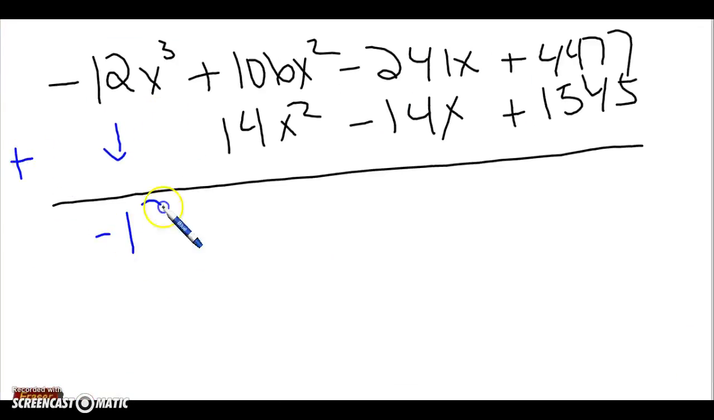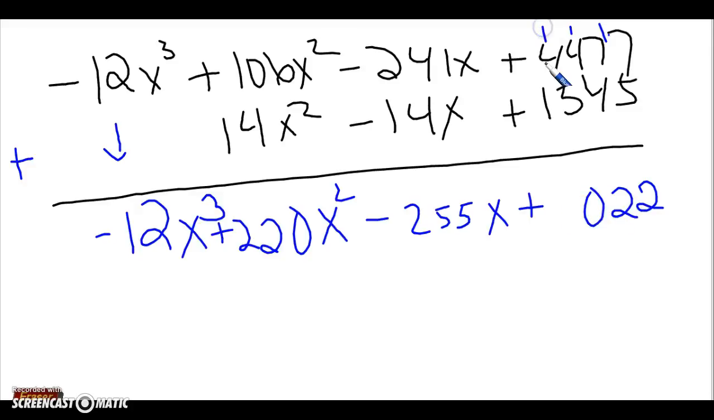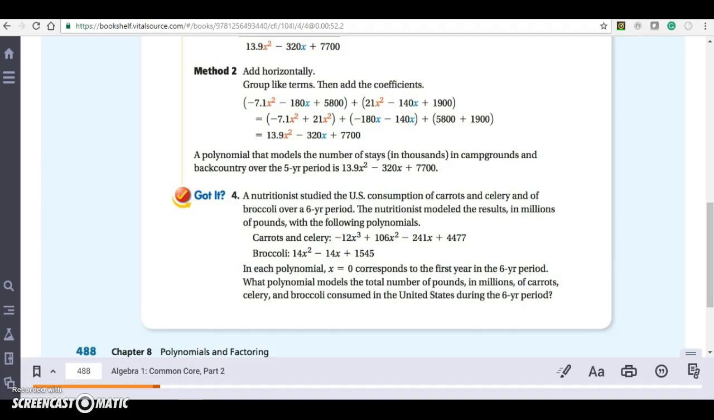Negative 12x to the third. Here I add, so I have x squared. When I add here, I get 120, 2, for my plus sign. Here I'm going to have a minus and an x, so I get 255, 2. Then I bring down my plus sign. Both of them are positive. And I add, I get 6,022. I hope this helps.